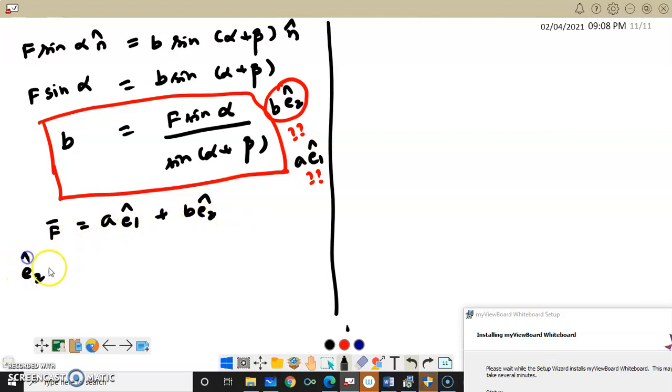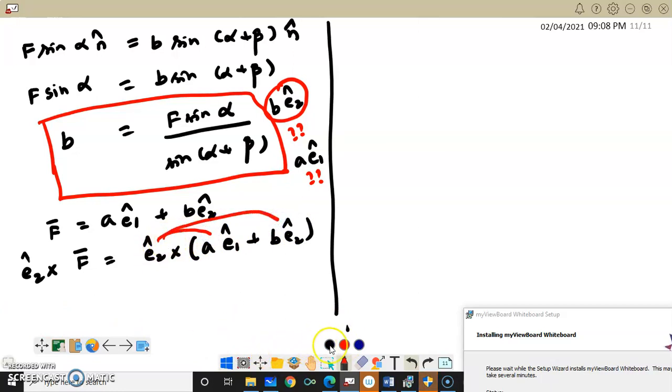So E2, left hand side. E2 cross F is equal to E2 cross the full one, that is A E1 cap plus B E2 cap. So if you multiply vectorially, what will you get? These two multiplied and these two multiplied. So what will you get?